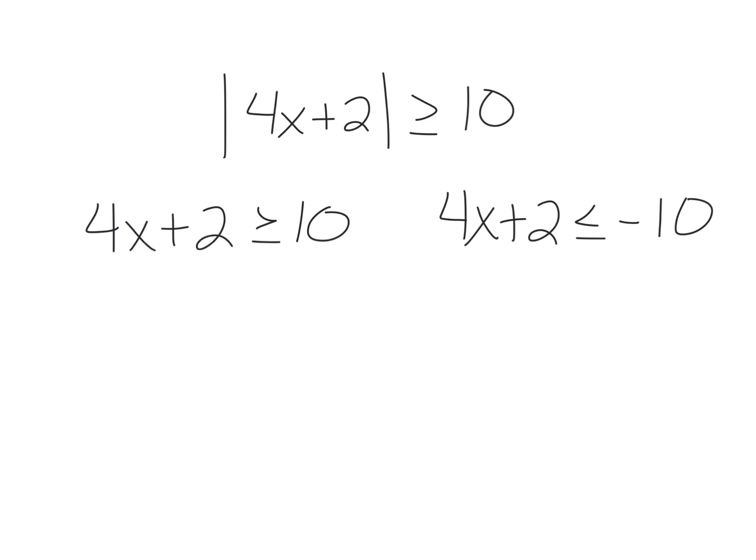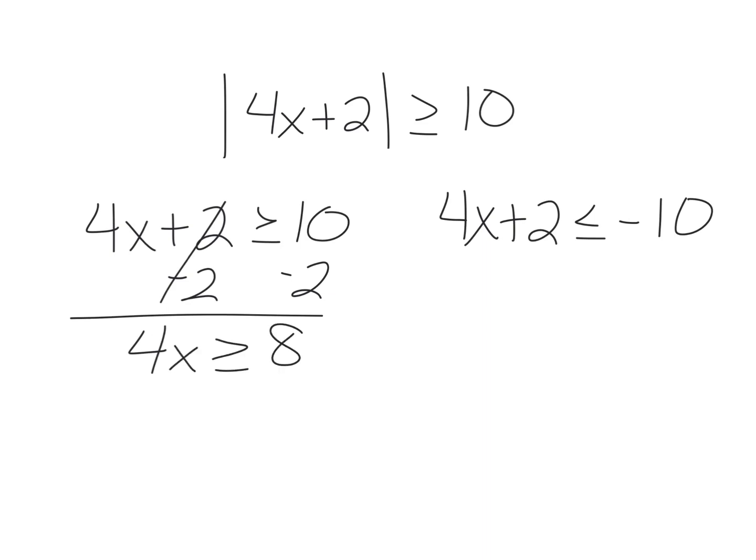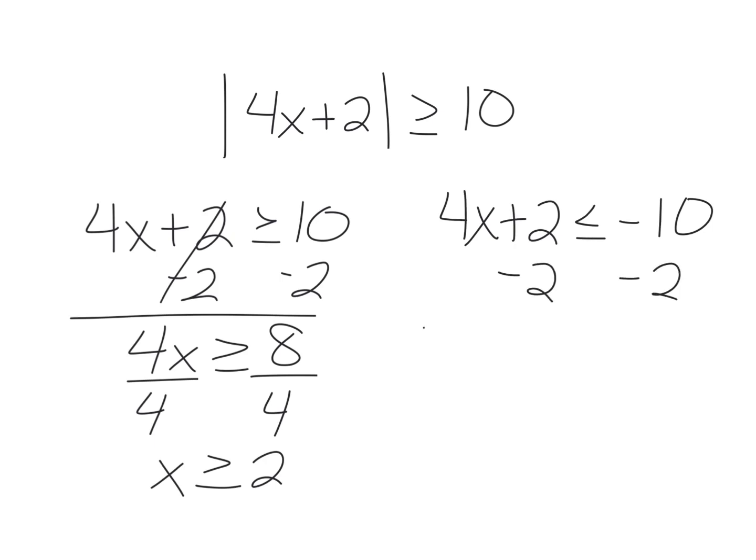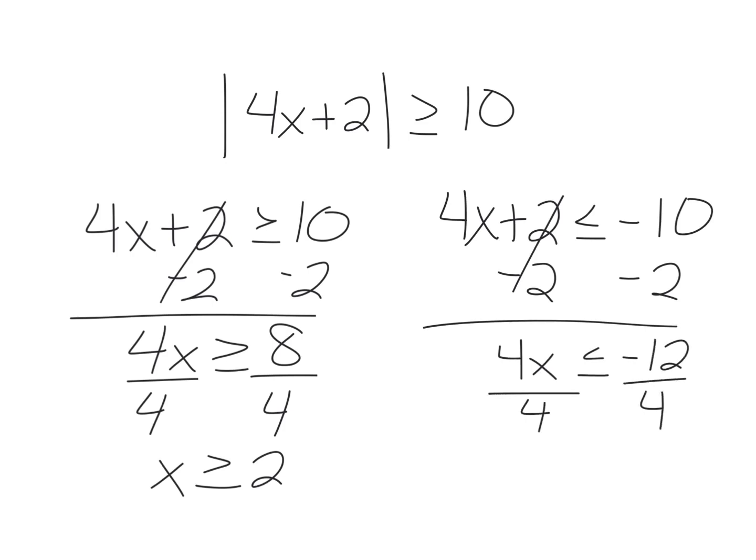Okay, what's my first step? Subtract 2. We have 4x is greater than or equal to 8. What's my last step? Divide by 4. X is greater than or equal to 2. Same thing on the other one. What's my first step? Subtract 2. We have 4x is less than or equal to -12. Divide by 4. X is less than or equal to -3. Is everyone okay with that step 2?